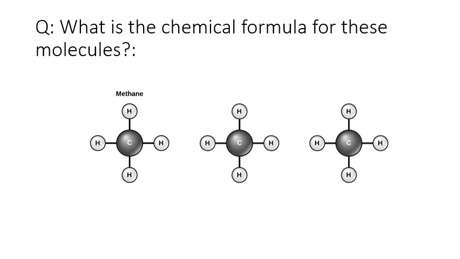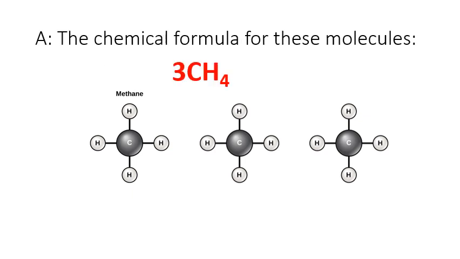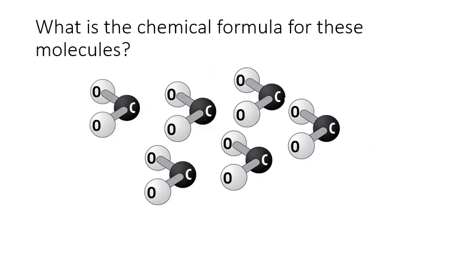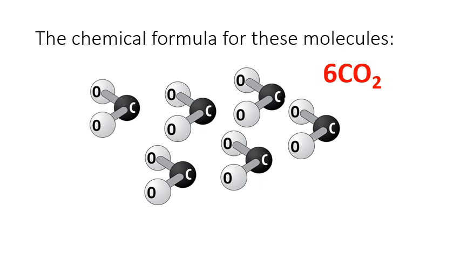Now, you already know the formula for methane. We did that previously. But now we're going to have to use some coefficients. So how many methanes are there? There's 3. So you put that big 3 out front, indicating 3 methane molecules. How about carbon dioxide? We already know the formula of one of them, but how many molecules do we have? 6. So you put the big 6 out front, indicating you have 6 molecules.